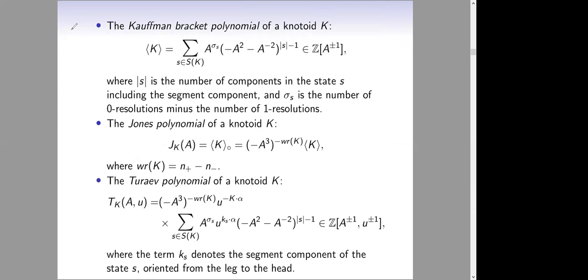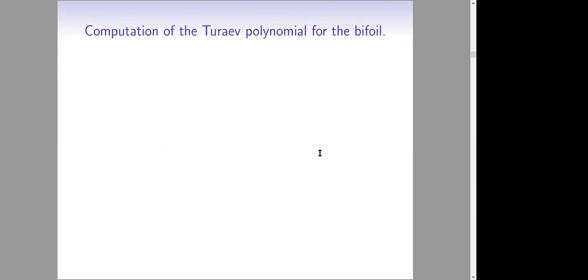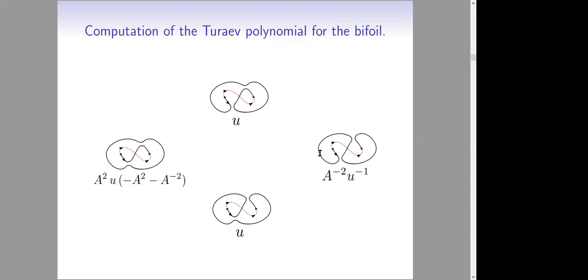Now here, when I say invariant, I should also say that this definition depends on the choice of shortcut alpha, but in fact, Troyer shows that it actually doesn't depend on the choice of alpha. You can choose any shortcut, and you will get the same polynomial. Okay, so this is how Troyer polynomial is defined.